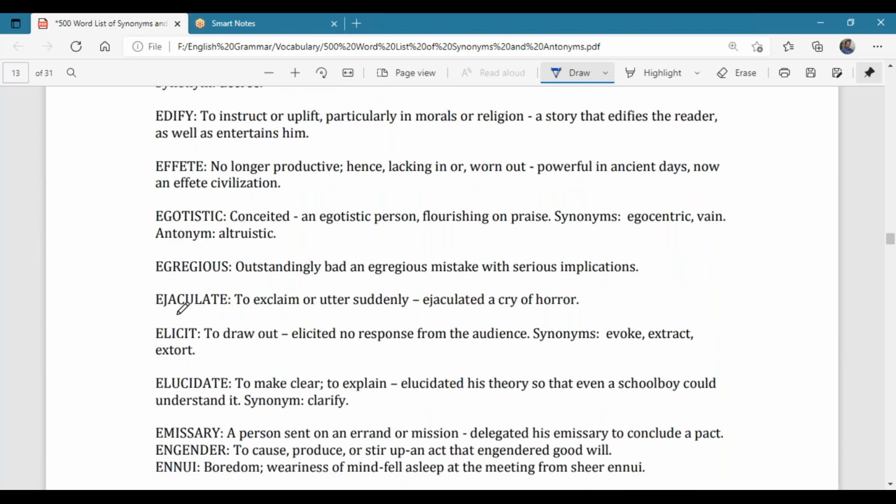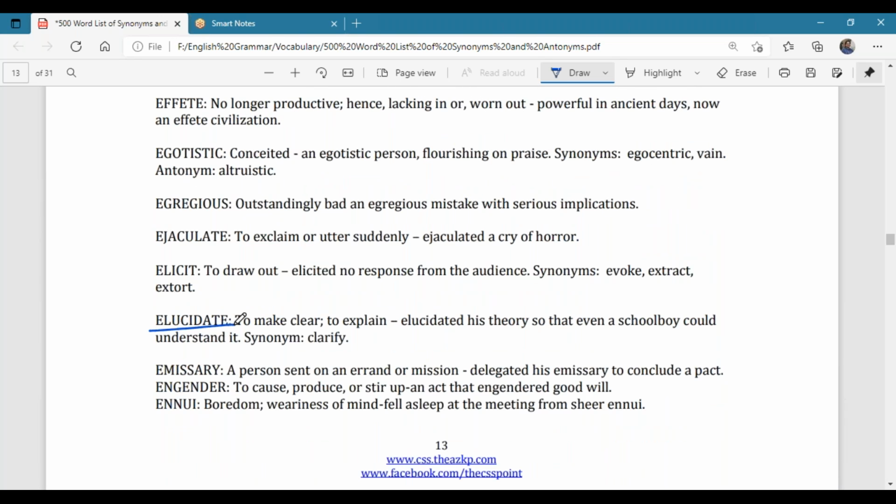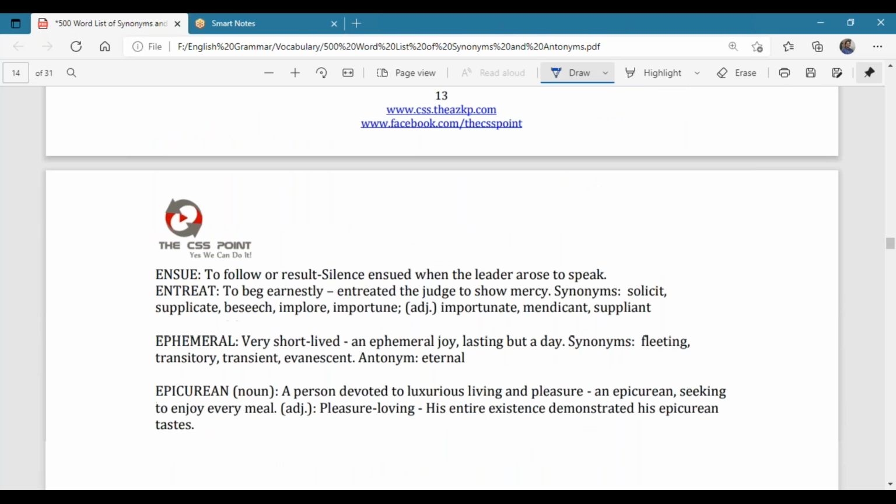And here, this is a useful word for you. Elucidate. Elucidate in the sense to make it clear, to explain it clearly. Okay. To explain, elucidated his theory so that even a school boy could understand it. It means a clarification, to give a clear explanation of things. We call it elucidate. Right.